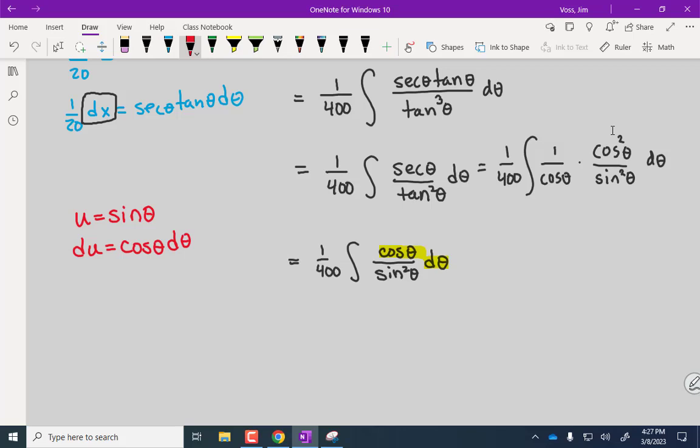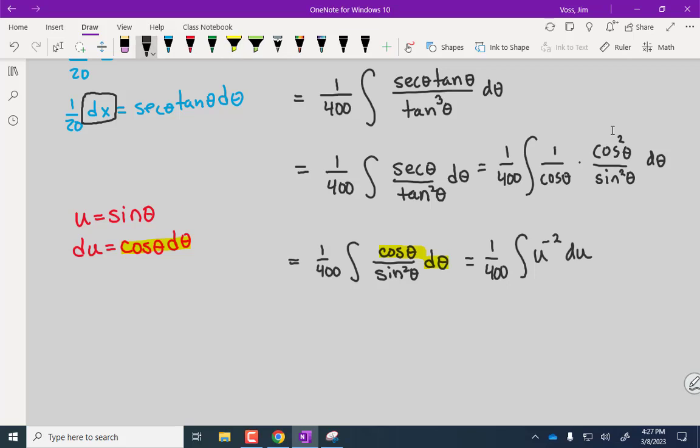So if we let u be sine, we have a sine squared down in the denominator. So that's going to be a u squared in the denominator. So we're going to have the integral of u to the negative 2 du. Cosine of theta d theta, that's becoming du. Sine squared becomes u squared, but it's in the bottom. So we pop it up top by changing the sign.